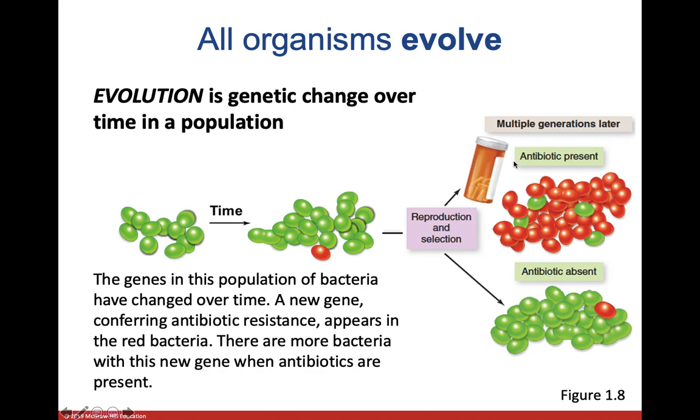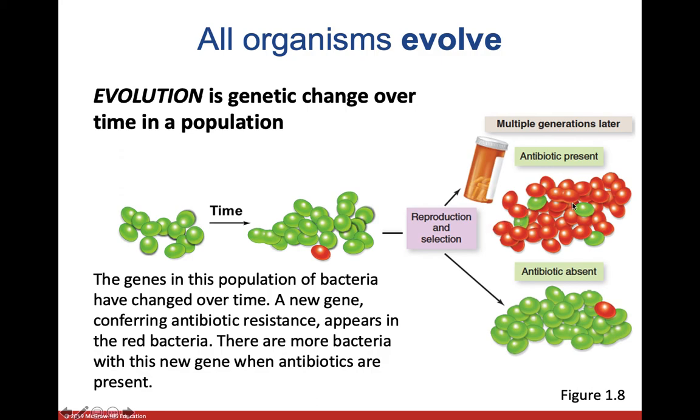So we introduce our antibiotic, we give it a couple of days, and we come back and take a look at our bacteria. Now what's happened is this guy didn't die, so he was capable of asexually reproducing and producing more copies of himself. So he did that. Every single one of his offspring are also going to be red and capable of surviving in the presence of an antibiotic, which means this entire population is going to be pretty much antibiotic resistant.